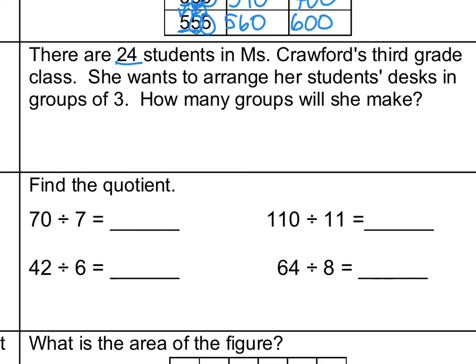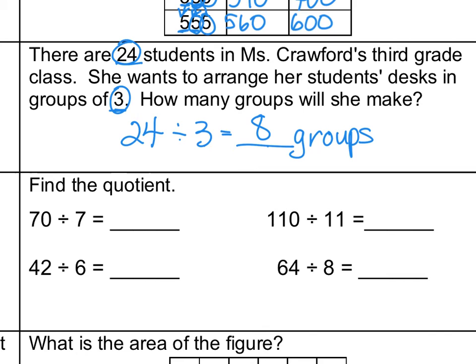There are 24 students in Miss Crawford's third grade class. She wants to arrange her students' desks in groups of 3. How many groups will she make? So we're going to take these 24 students and split them up into groups of 3. And notice I said split them up. So 24 divided by 3 equals blank. We're used to seeing it this way: blank times 3 equals 24. How many groups will she make? 8 groups.